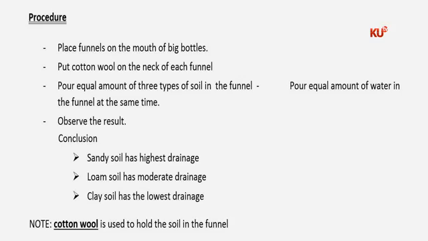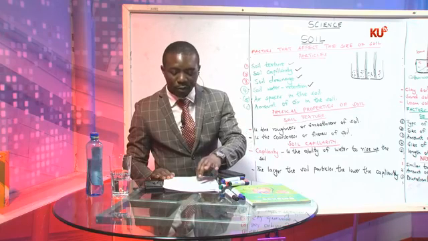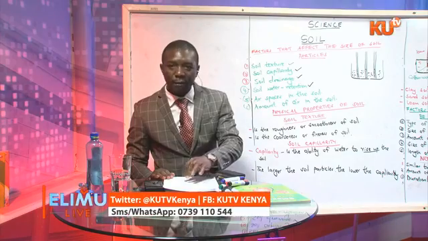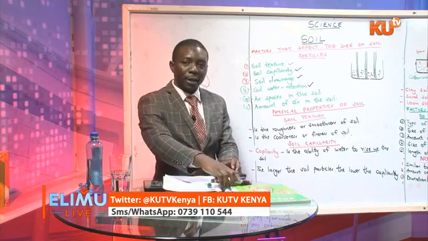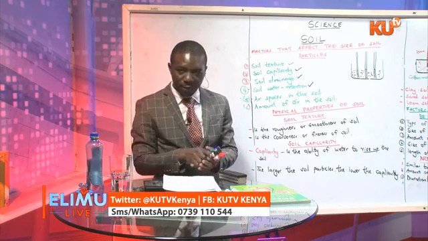And then the last one, if you're doing any experiment, is you observe. When you observe the experiment, you come to the conclusion that sandy soil has the highest drainage, loam soil has moderate drainage, while clay soil has the lowest drainage. And there is a point to note: cotton wool is used to hold the soil in the funnel.